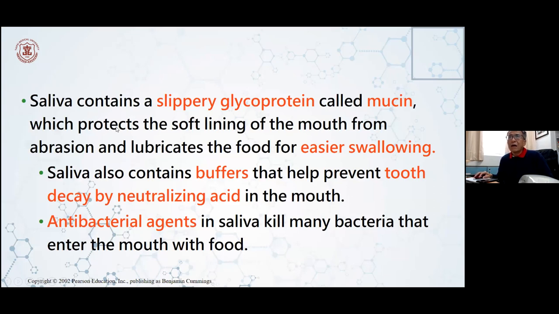So saliva can protect the soft lining of the mouth from abrasion and lubricate the food for easy swallowing. And the saliva also contains a buffer. The buffer can prevent tooth decay by neutralizing the acid in the mouth. The saliva also contains antibacterial agents. When we eat some foods, maybe the food has some bacteria or is not so clean, so the antibacterial agents can kill the bacteria and make the food clean and safe to take in. So saliva has the slippery glycoprotein, easy to swallow, the buffer to protect the teeth, and also antibacterial agents.